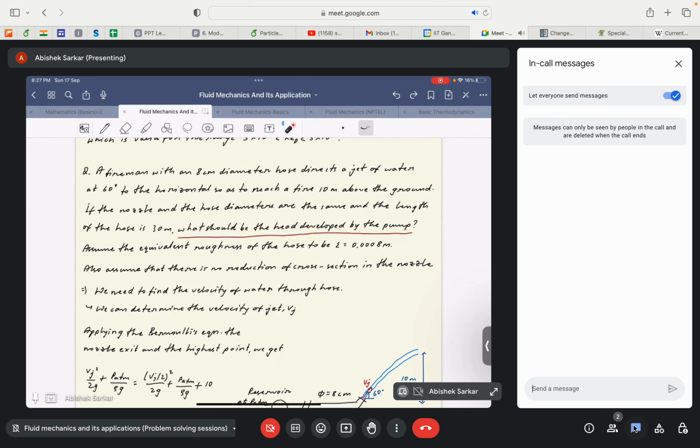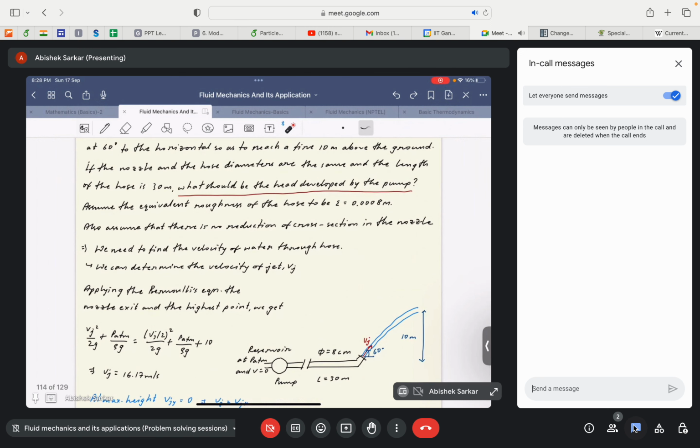Like there is an additional pump that is being used to overcome the frictional head losses. So what is the head, or additional hydraulic energy, that needs to be provided in this hose so that this fluid reaches the fire that needs to be extinguished? Okay, so the geometry is defined here. The fireman directs the jet at an angle of 60 degrees from the horizontal, so it has to reach a fire that is 10 meter above the ground.